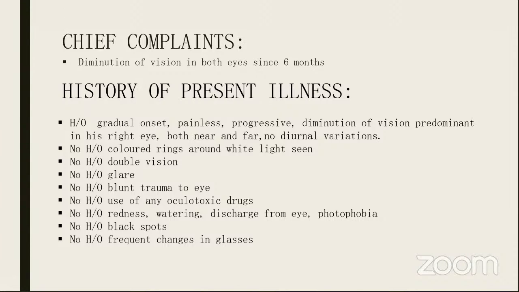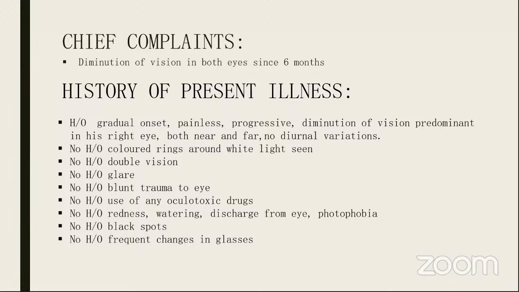progressive. Based on this, the differentials could be refractive errors, senile cataract, primary open-angle glaucoma, age-related macular degeneration, diabetic retinopathy, progressive pterygium involving pupillary area, optic atrophy, etc. But both his far and near visions are affected, and the diminution of vision was throughout the day. There is no history of colored halos seen around the white light.